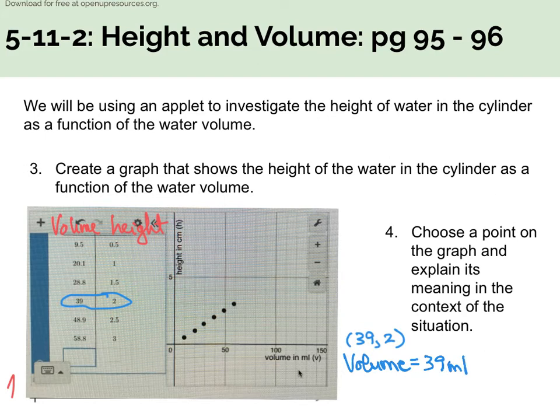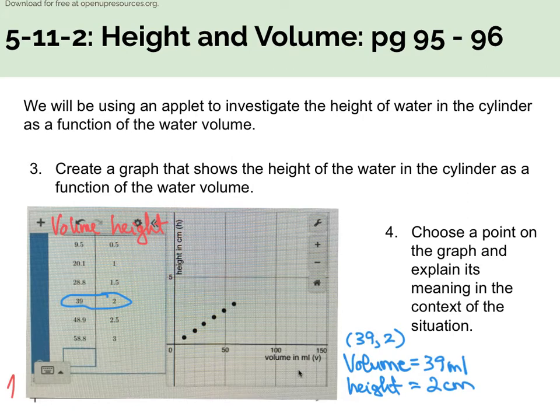And then the 2 is our height. We're going to say the height equals 2 centimeters. So what does this actually mean? At the height of 2 centimeters, my volume is going to be 39 milliliters. So this is what it means as far as the story.